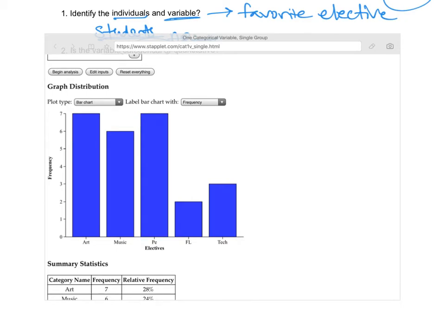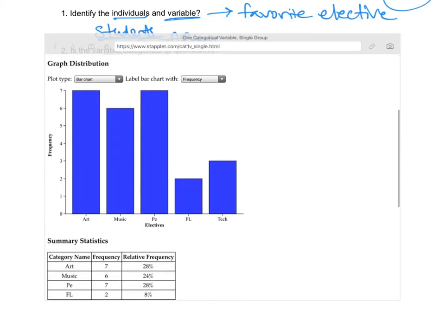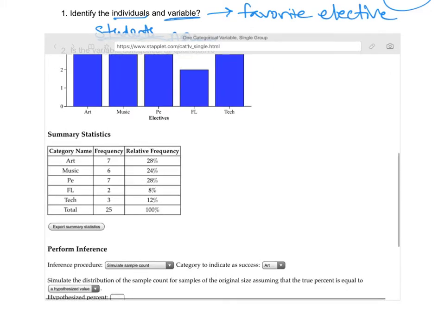So here's the bar chart. Now, notice what they've done. They've labeled the bottom, art, music, PE, electives. The frequency is on the side. They even give you a table here, and the table shows you the frequency and the relative frequency. The relative frequency is the percent. So 7 out of 25 is 28%. 6 out of 25 is 24%. And there's the total, 100%, okay?